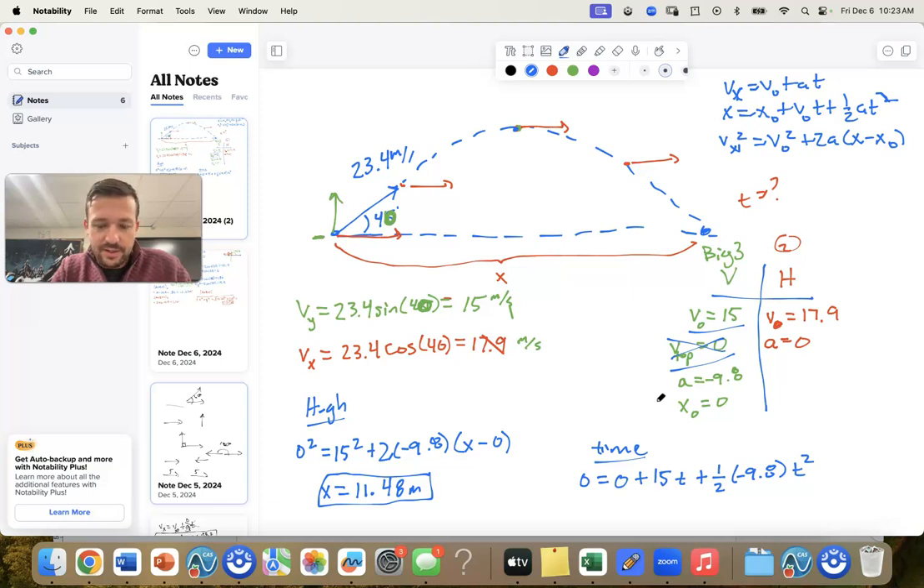Plus 0.5 times negative 9.8 times x squared, solve for x, and I get an answer of 3.06. So there we go, that's the time. And remember, the unique thing about time is that it's in both of these, the vertical and the horizontal. So when I find time, I found it for the vertical and I found it for the horizontal, which is nice. It goes in both of these givens, yeah?